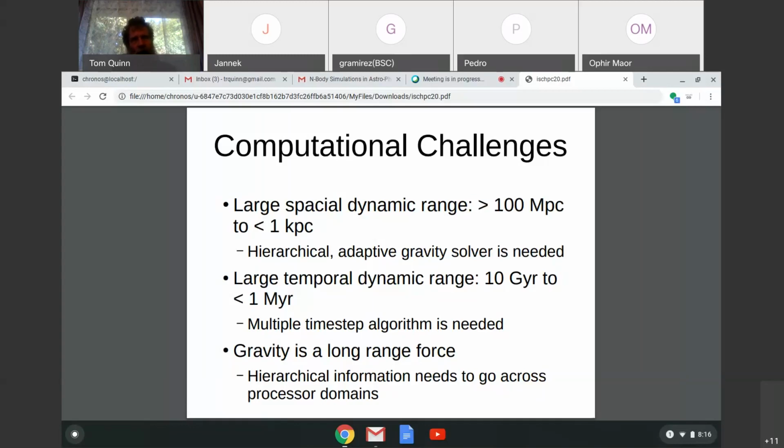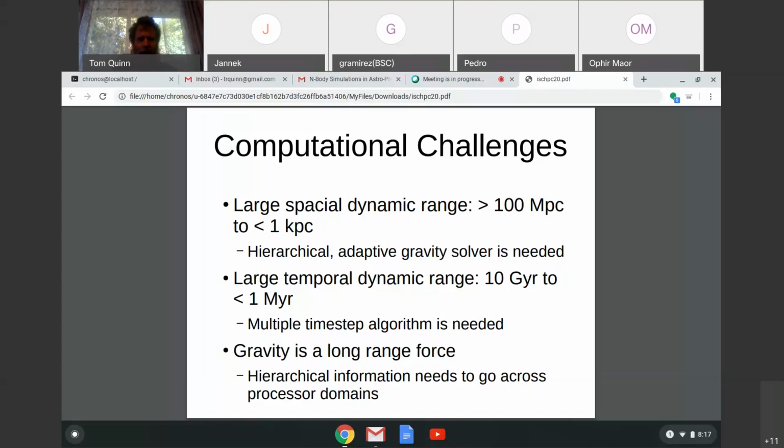Likewise, the timescales have a huge dynamic range. We want to simulate for the age of the entire universe, 13.6 gigayears, but we have dynamics happening below the megayear time scale. For example, stars are forming on timescales much less than a megayear. And so you need something that's adaptable in time as well.